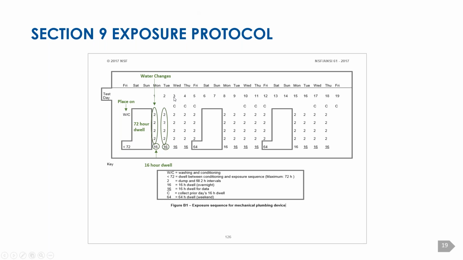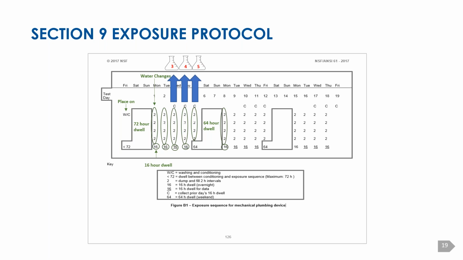And then beginning on day 3, the first water for analysis is collected. So on the morning of day 3, the water from this 16-hour dwell is collected, and that is our first lead analysis. Then water continues to be added and replaced from these faucets on a 2-hour basis with a 16-hour dwell overnight, and then water is collected again the next morning. This procedure repeats for day 5. And then we have another 72, or it's actually a 64-hour dwell over the weekend.